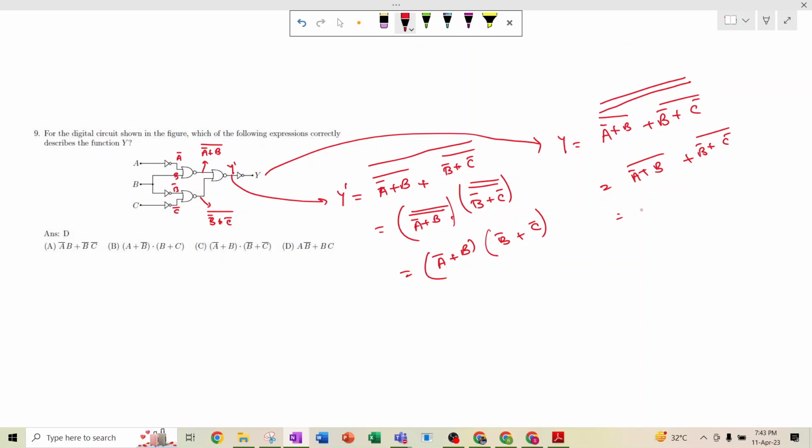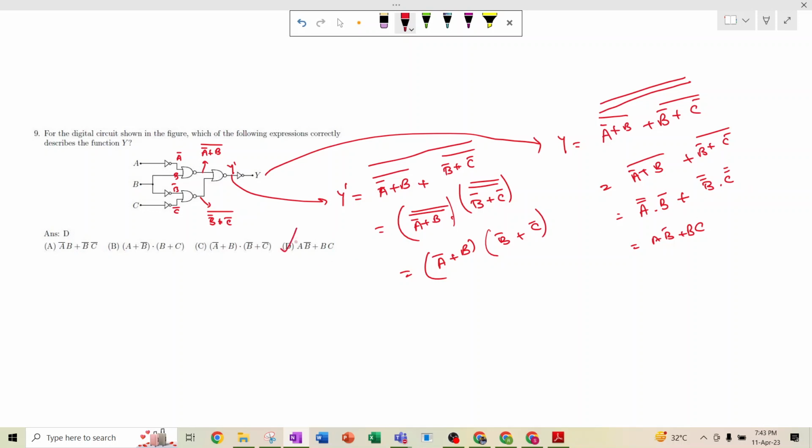Okay, so that means it will be a bar dot b plus b bar dot c bar. So this will be a b bar plus bc, a b bar plus bc. So the correct answer will be option D.